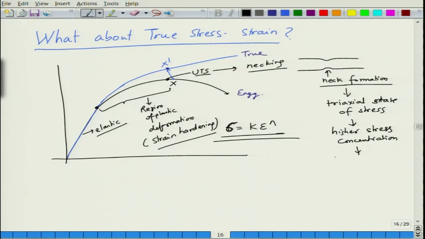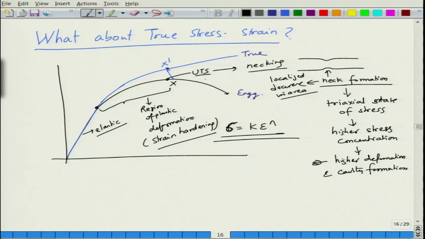And this higher stress concentration leads to higher deformation and cavity formation. So, this higher deformation basically gives you a localized decrease in the area. So, after the neck is formed, the load decreases because of the localized decrease in the area, and the load keeps dropping before the sample fractures. So, between UTS and the fracture point, the cavities form, the cavities grow bigger, they form a bigger cavity, and this big cavity spreads across the cross section leading to fracture.